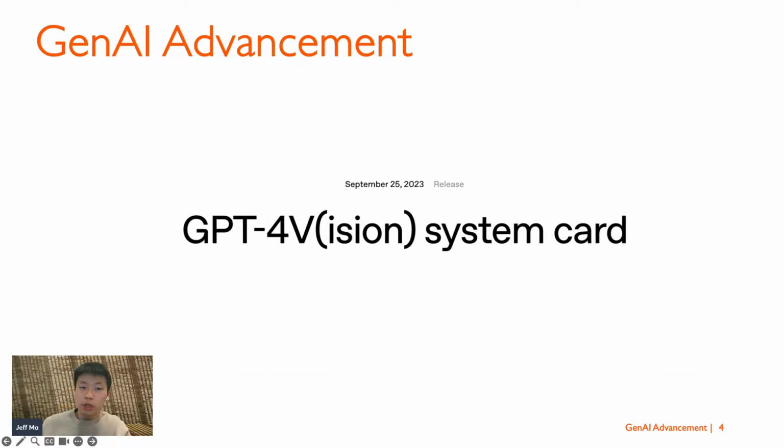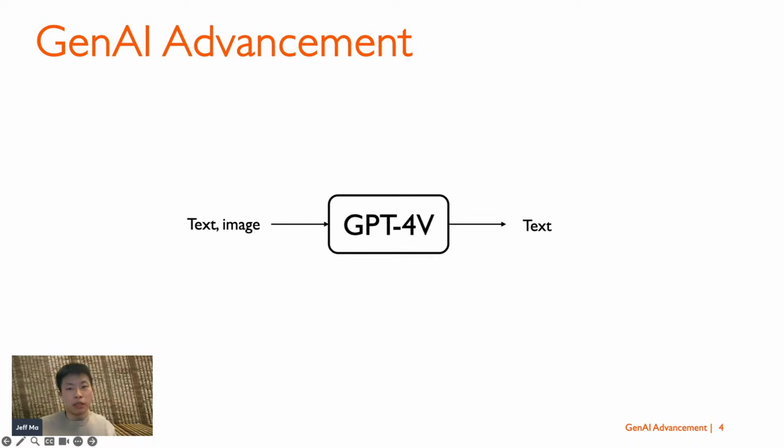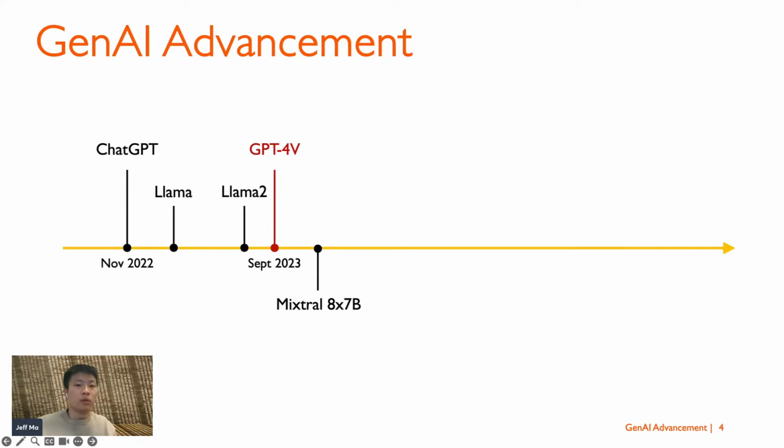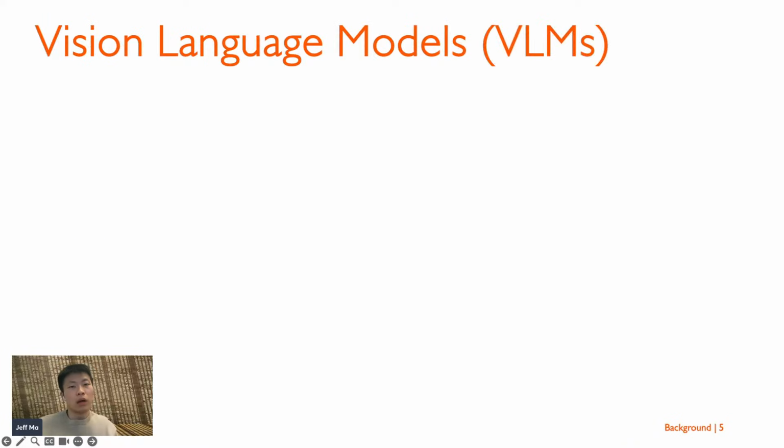Then on September 25th, 2023, OpenAI released a new model called GPT-4V, where V stands for vision, meaning this new model can also take images in addition to text as inputs. Later on, we also started to see open source or open-weight models that can take images as input, such as InternVL Chat, Qwen2-VL, and Llama 3.2. We call these models that can take image inputs vision language models, or VLMs in short.